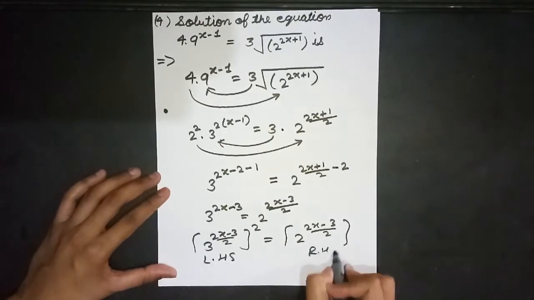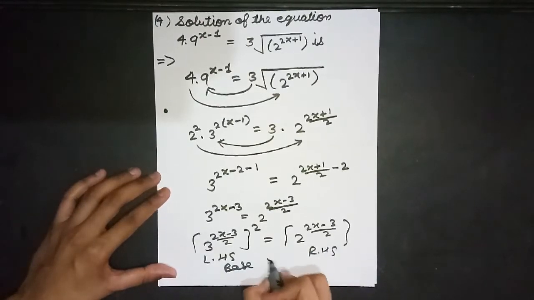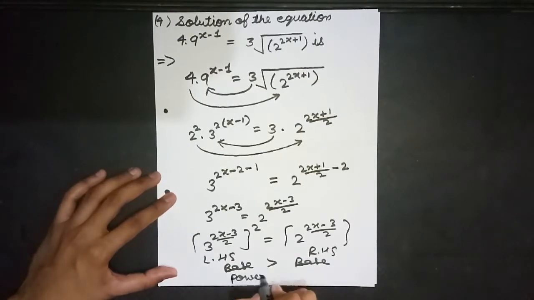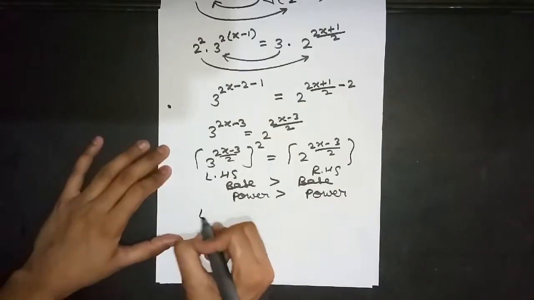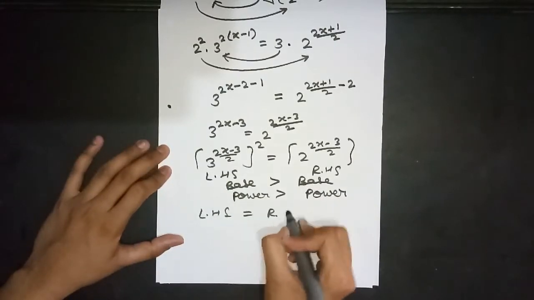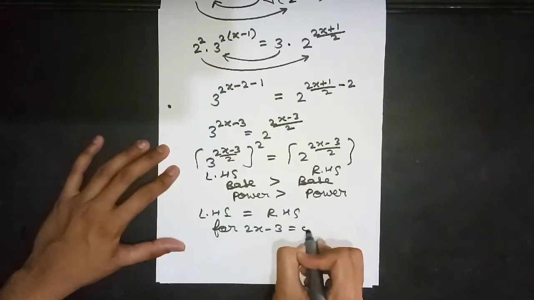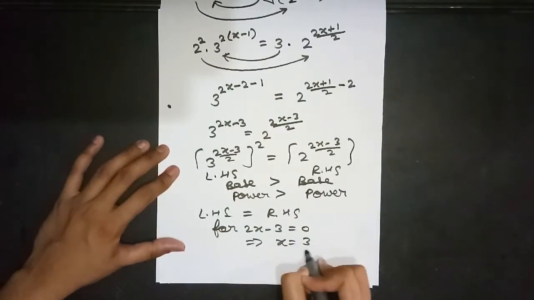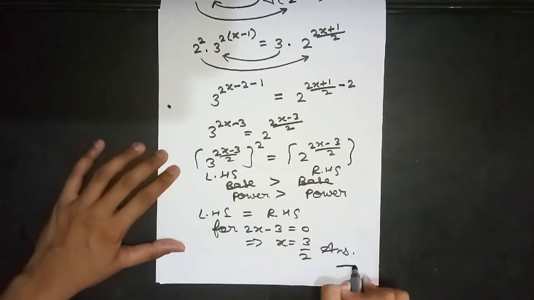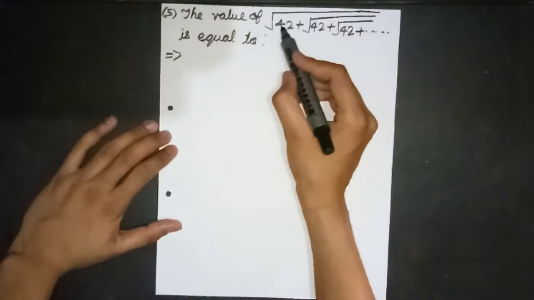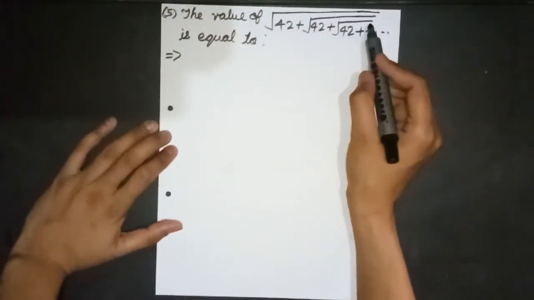So now left hand side and right hand side. Left hand side base is greater than right hand side base, and power is also greater than the right hand side, but left hand side is equal to right hand side. So 2x minus 3 is equal to 0. So this gives x is equal to 3 by 2. This is the answer.